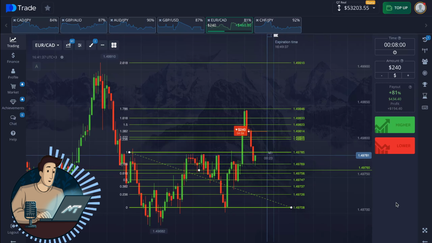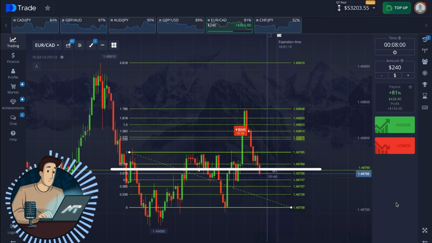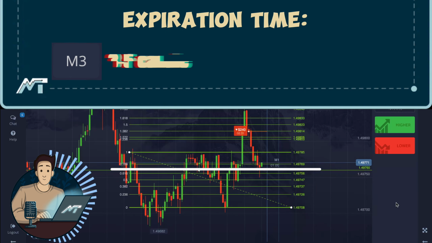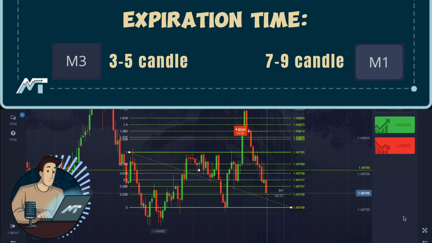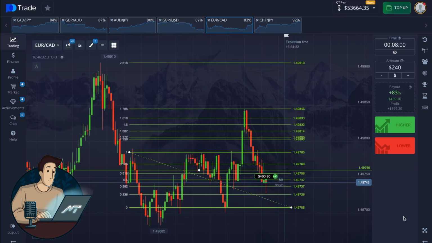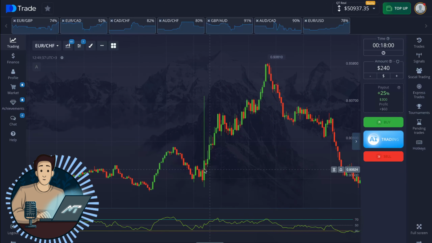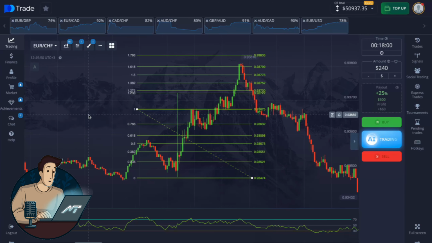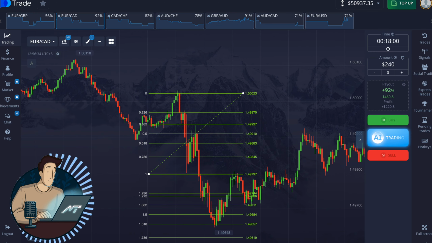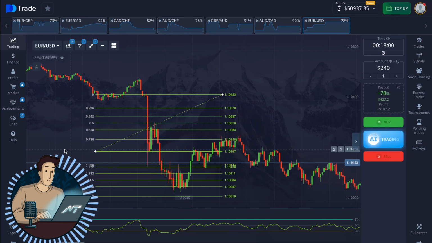The movement potential for this strategy is the middle of the consolidation. I typically choose an expiration time averaging 3 to 5 candles if it's a 3-minute or longer time frame. On 1-minute charts, 7 to 9 candles. You can use this strategy in any market phase, be it a global uptrend, a global downtrend, or a sideways market. It works like a charm across the board.